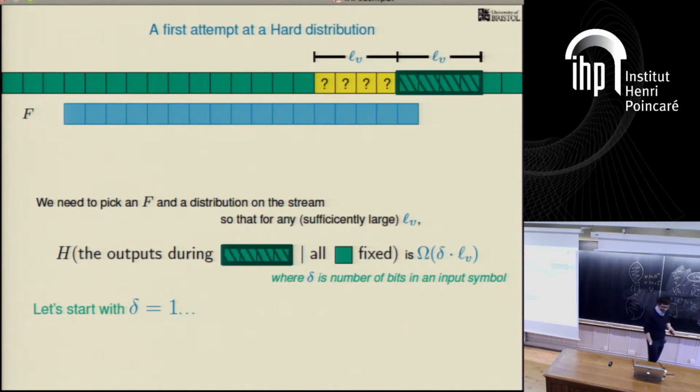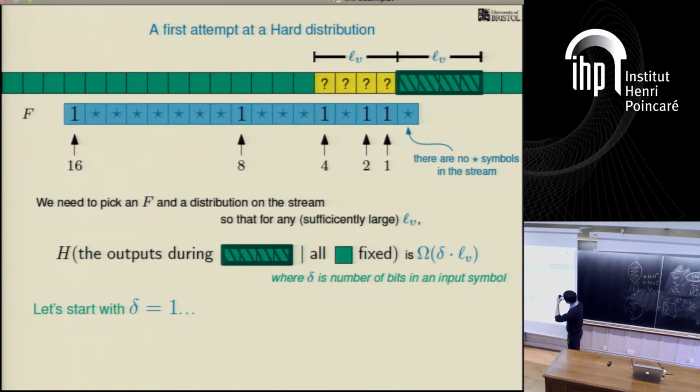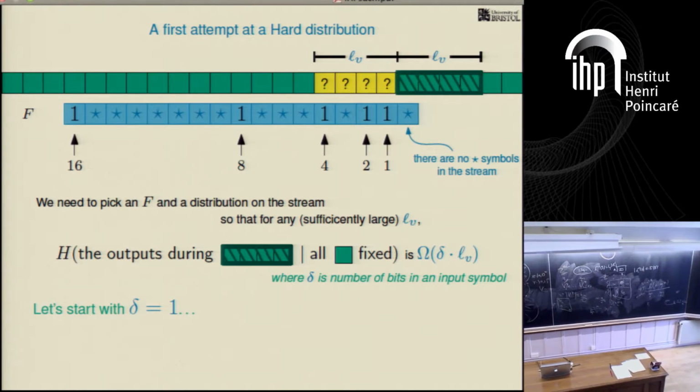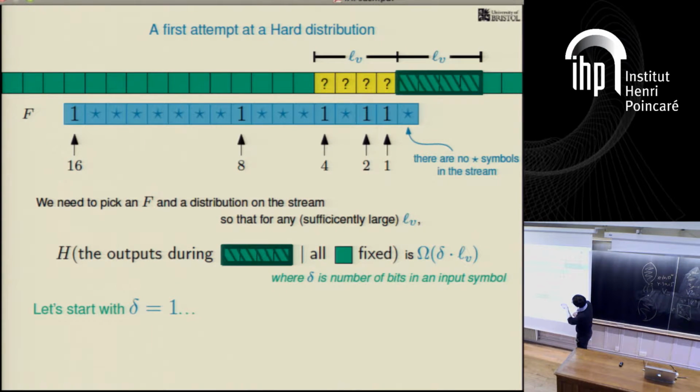Okay, so because it looks easiest, and it is, let's start with delta equals 1. So now the stream is only going to contain zeros and ones. You may remember this from a previous talk. This is in fact the hard distribution, with a slight modification, from the convolution problem. What I'm going to do is put ones at powers of 2 positions, and these stars, there are no star symbols in the stream, so they will always mismatch stars at these positions. And remember that the stream is going to contain only zeros and ones.